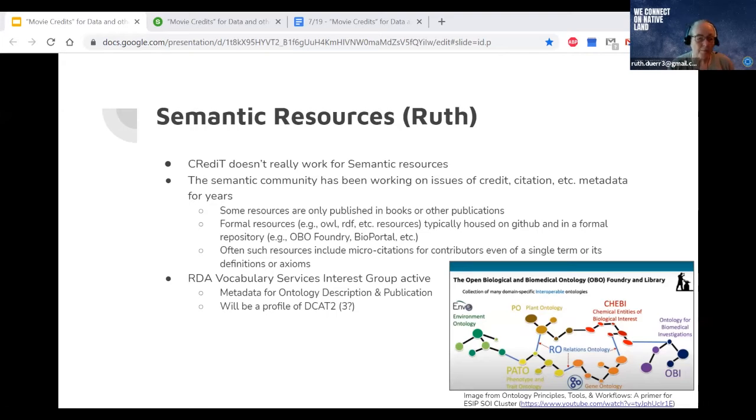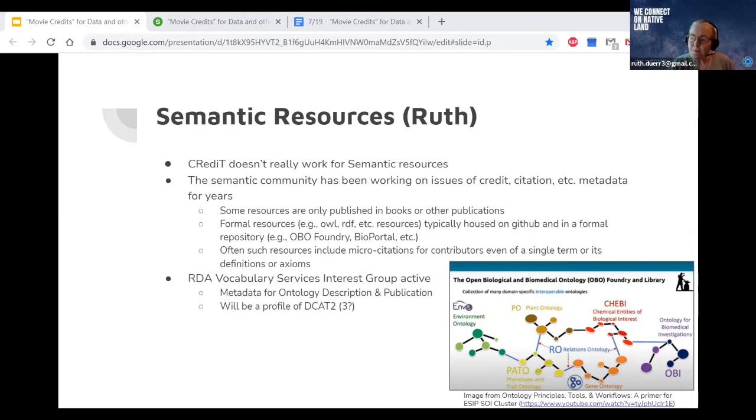But the other issue is simply that semantic resources range the whole gamut from glossaries that might be published in a PDF or a book or other kind of publication, which then would clearly be cited like a publication, to more formal resources at sort of the other extreme that are written in a formal language like OWL or RDF or something.